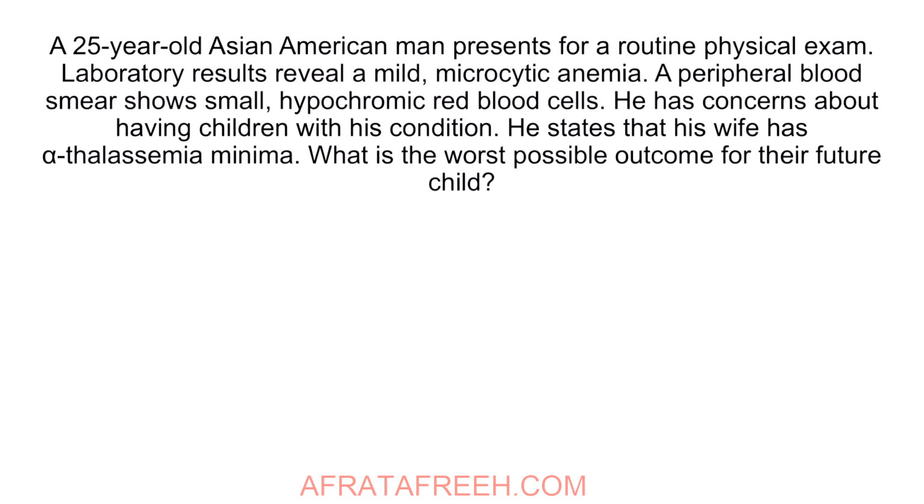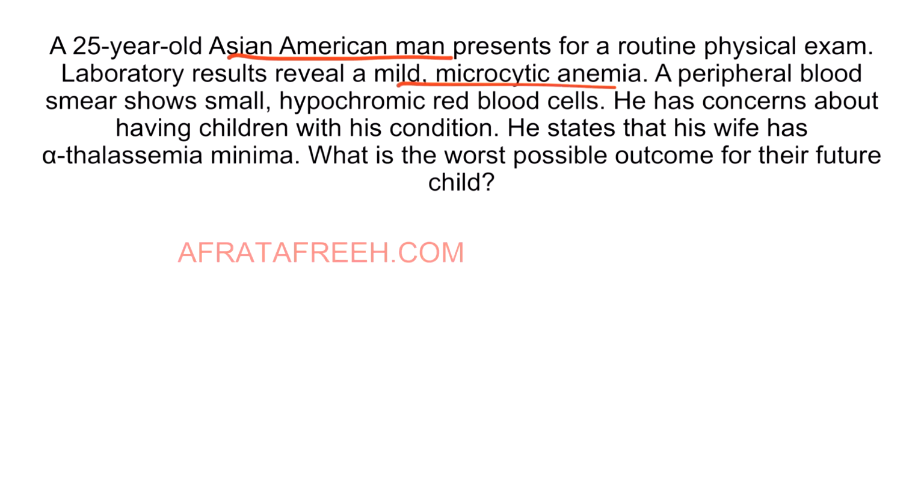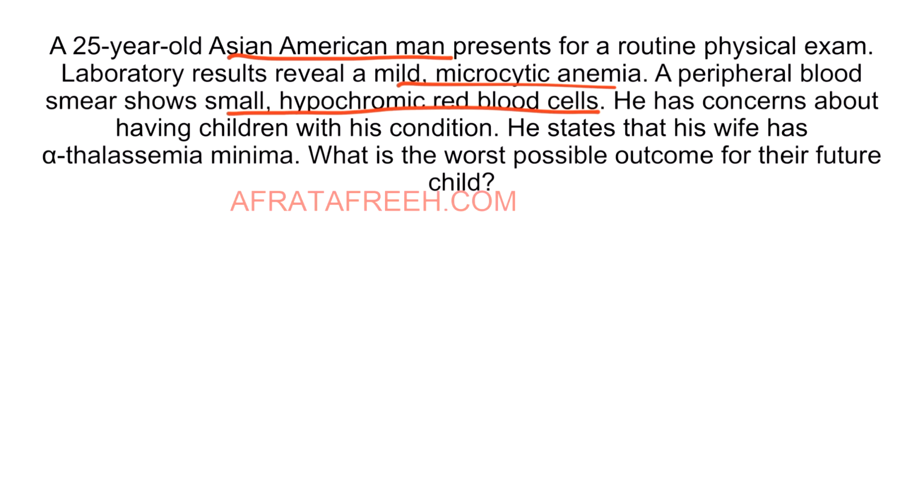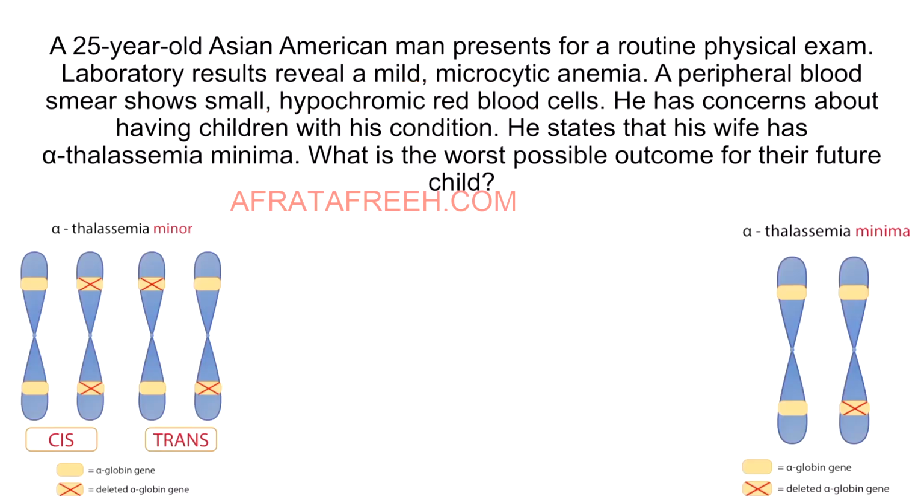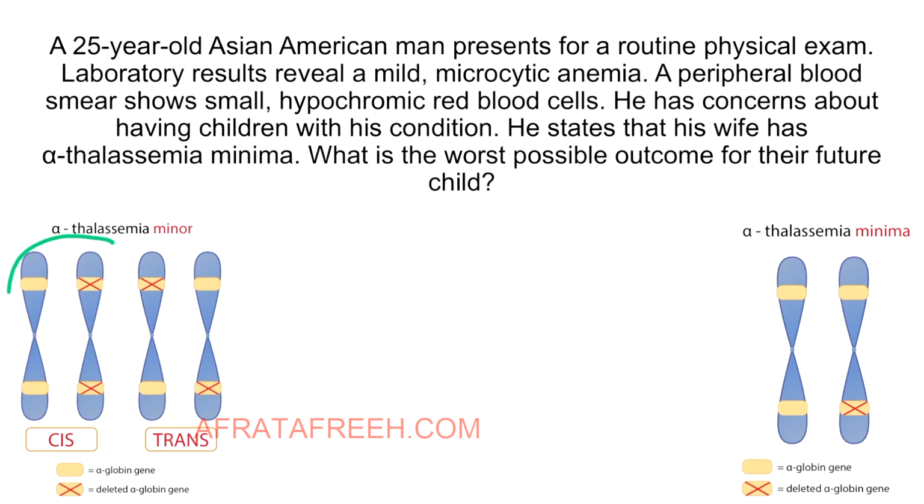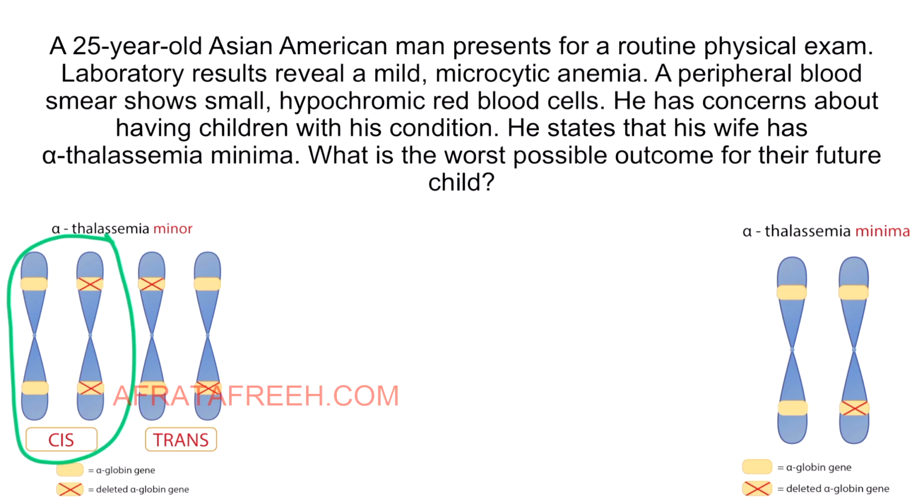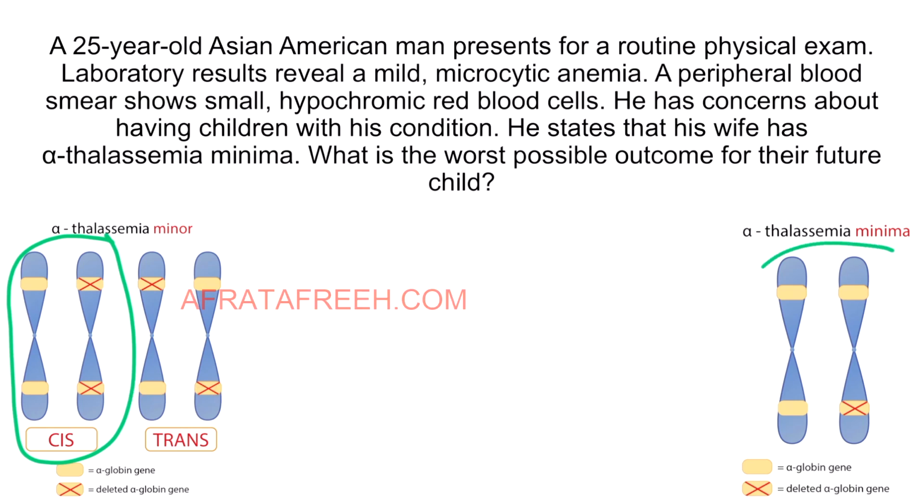All right, here we have an Asian American man with mild microcytic anemia and small hyperchromic red blood cells. From his symptoms, it's most likely that this man has alpha thalassemia minor. So if we add back these images, we can visualize this a bit better. As an Asian American man, he most likely has the cis deletion from alpha thalassemia minor, which we can see right here. This means that both gene deletions are on the same chromosome. We're told that he is planning to have a child with a woman that has alpha thalassemia minima, which is again shown in the image off to the right.